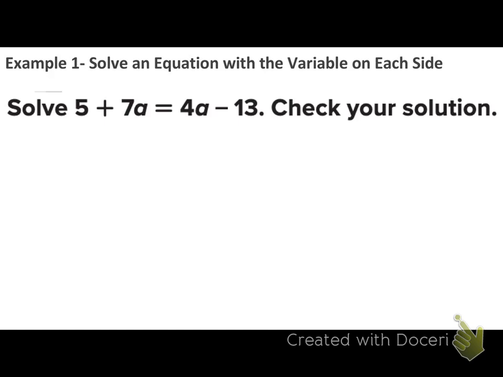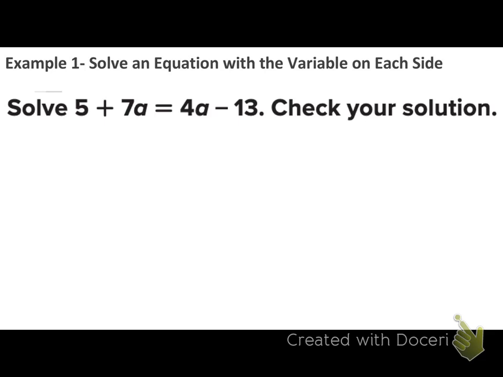Solve 5 plus 7a equals 4a minus 13. Check your solution. My goal is to get the variable isolated on one side of the equation completely by itself. Just like the previous paragraph said, sometimes we get a variable on each side of the equal sign. What did I say I want you to deal with first, the variable or the constant? The variable. I'll explain why when we get to the examples.